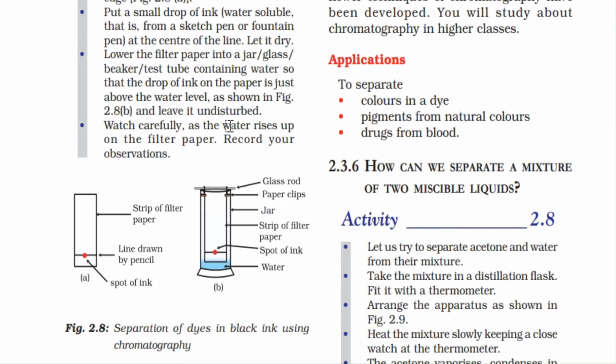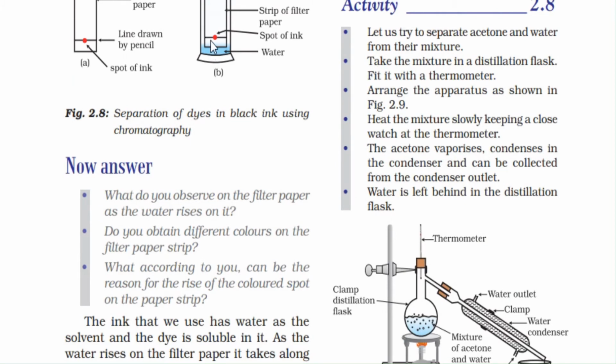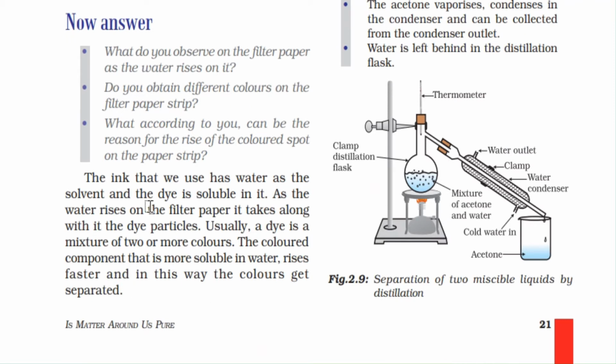Watch carefully as water rises up on the filter paper. Record your observation. What did you observe on the filter paper as the water rises? Do you obtain different colors on the filter paper strip? What, according to you, can be the reason for the rise of the color spots on the strip? We will find out these answers.